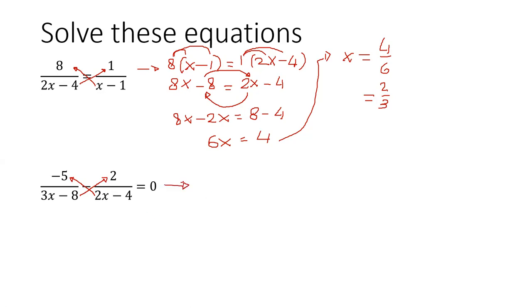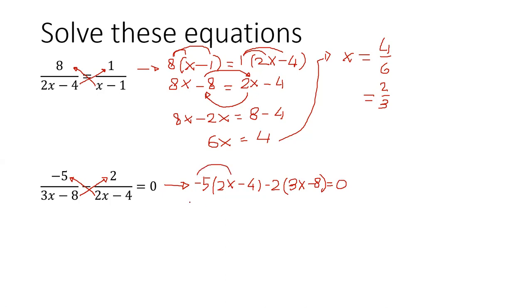And this equation is going to be negative 5 times 2x minus 4, minus 2. Why minus? Because, look, this is minus. Minus 2 times 3x minus 8 equal 0.